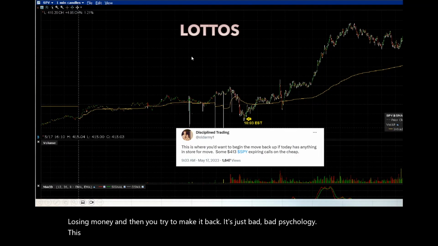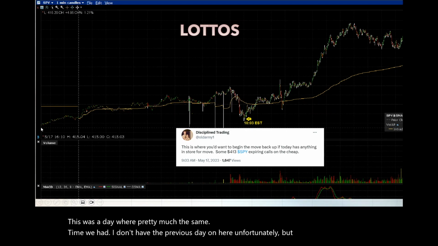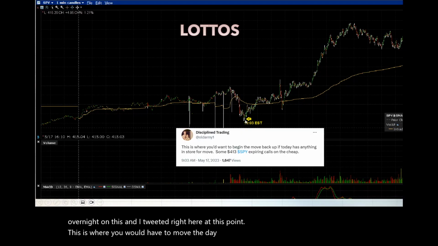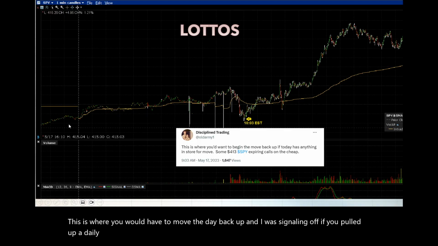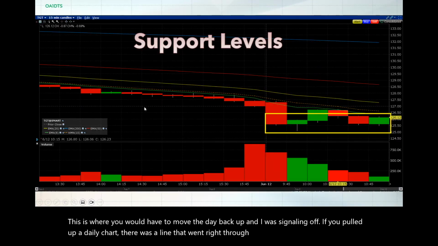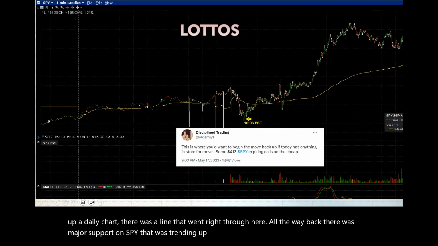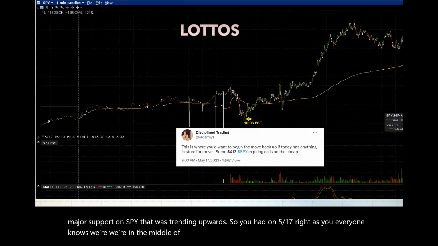This was a day where pretty much the same time we had, I don't have the previous day on here, unfortunately, but I was looking at the overnight on this, and I tweeted right here at this point. This is where you would have to move the day back up, and I was signaling off, if you pulled up a daily chart, there was a line that went right through here, all the way back. There was major support on SPY that was trending upwards. So you had on 517, right?